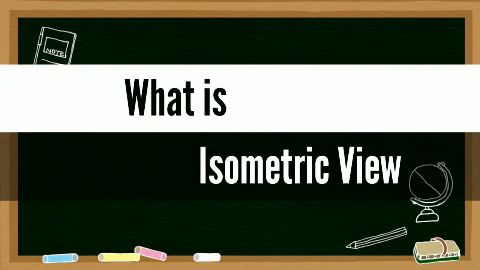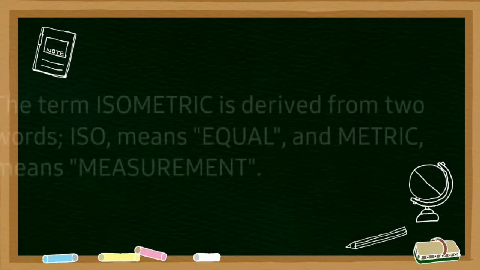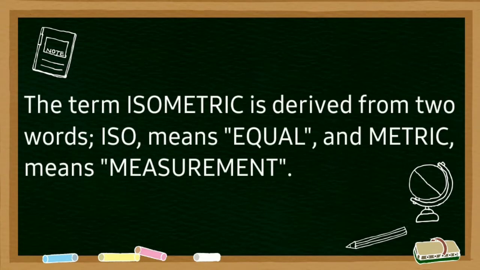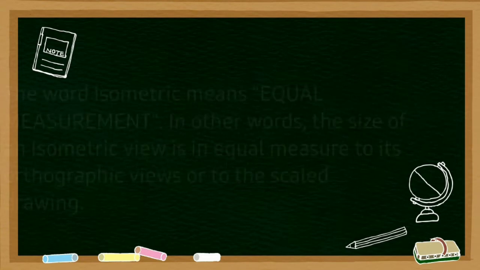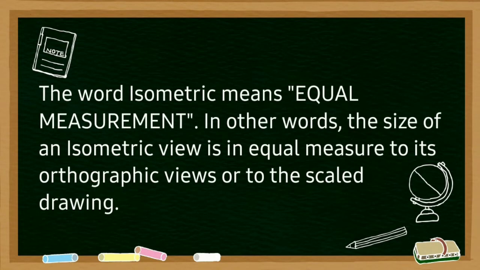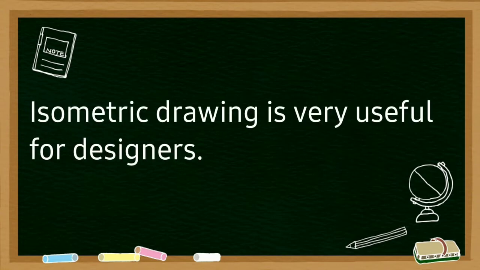What is isometric view? The term isometric is derived from 2 words. Iso means equal and metric means measurement. The word isometric means equal measure. In other words, the size of an isometric view is in equal measure to its orthographic view or to the scaled drawing. Isometric drawing is very useful for designers.